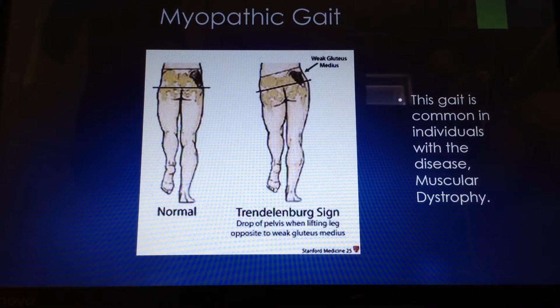Myopathic gait. Hip girdle muscles are responsible for keeping the pelvis level when walking. If there is weakness on one side, it will lead to a drop in the pelvis on the opposite side while walking. This is also called the Trendelenburg sign. This gait is seen in individuals with muscular dystrophy.